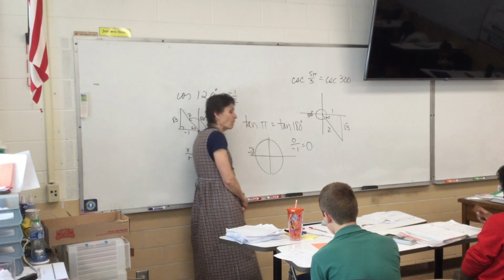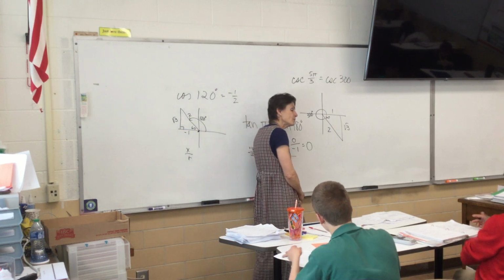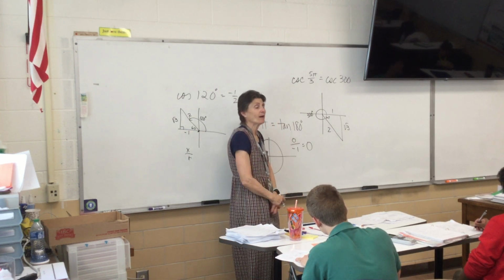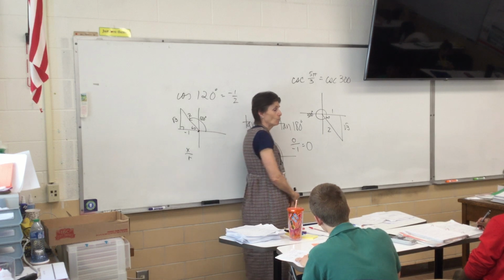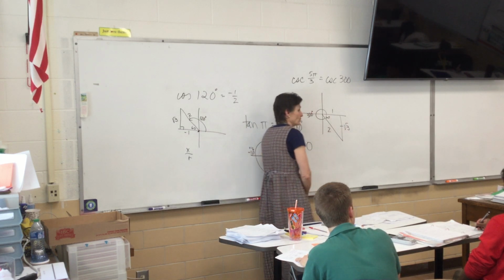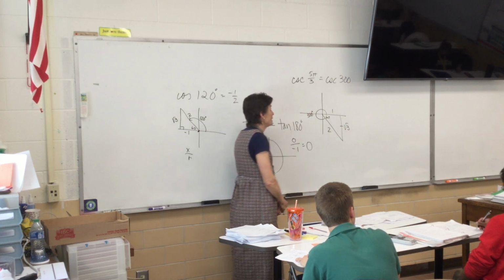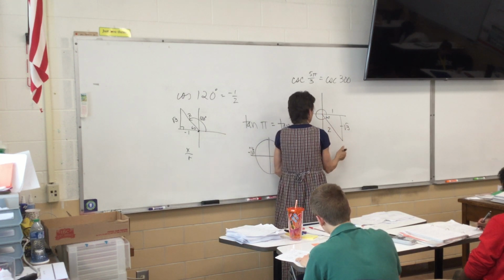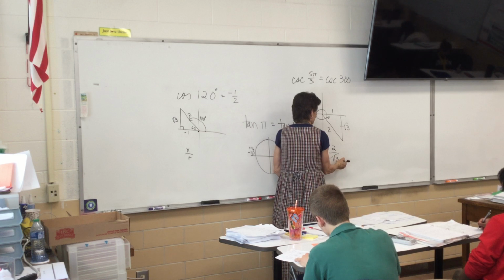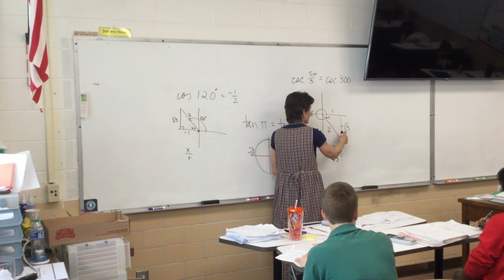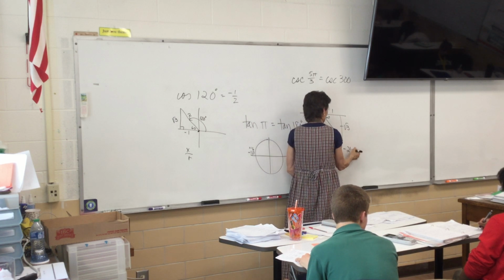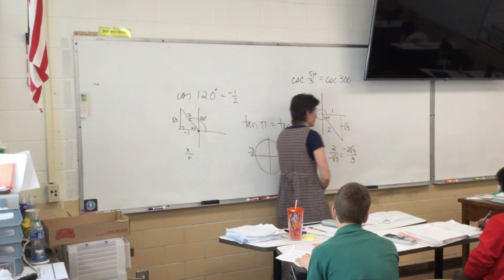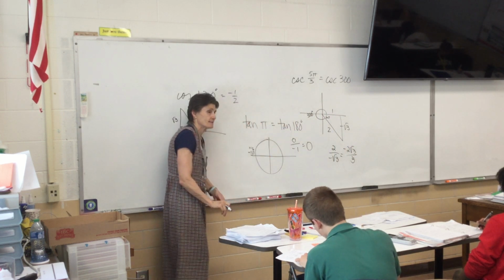Anything negative in that one? The 2 is never negative. The hypotenuse is never negative. What's negative? The root 3, y, going down. So cosecant is reciprocal of sine. So this is going to be 2 over negative root 3. Hypotenuse over opposite, which is negative 2 root 3 over 3 when you rationalize it.